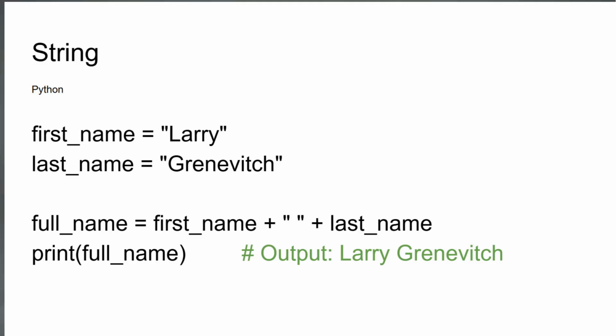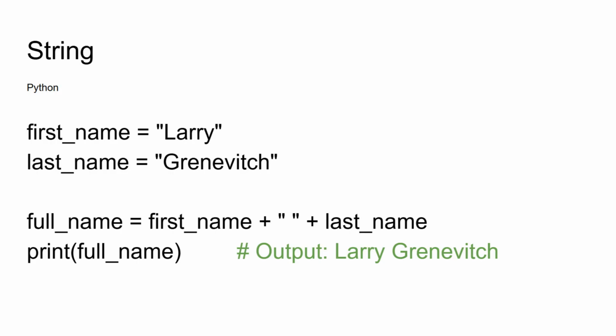And then as a use case, you can oftentimes concatenate strings together. Now, some languages have a specific concatenate function that you have to call, but many of them you can just use the plus symbol. So first name plus a space plus last name, and you set full name equal to that in Python. And then if you print full name, you'll see it equals Larry space Grinovich.